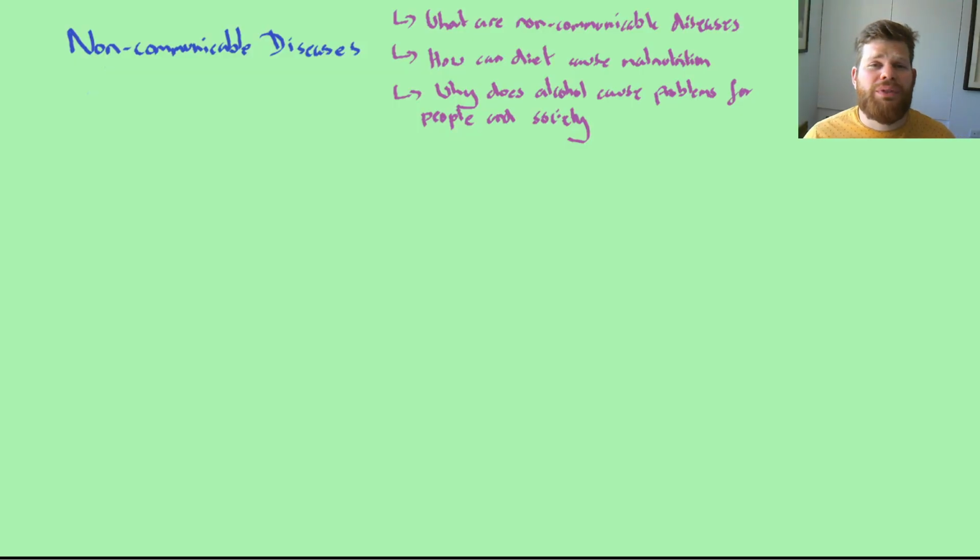Hello and welcome to this second video in the health and disease topic, where we're going to be talking about non-communicable diseases. In particular, we're going to be talking about what they are. We're going to be talking about how diet is involved in malnutrition and what malnutrition is. And we're also going to talk about why alcohol causes problems for individuals, but also for society.